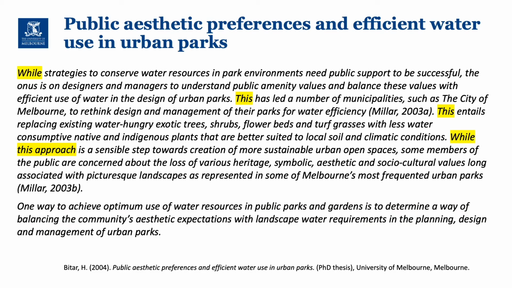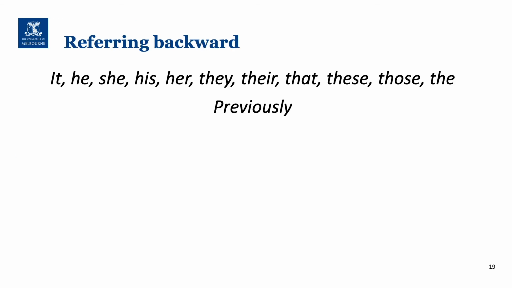You may also find that there's a certain type of language that clearly shows connections between ideas, both within and between sentences. This linking language involves referring backward to previously mentioned information using words such as this. You can use other words to refer backward in your writing.